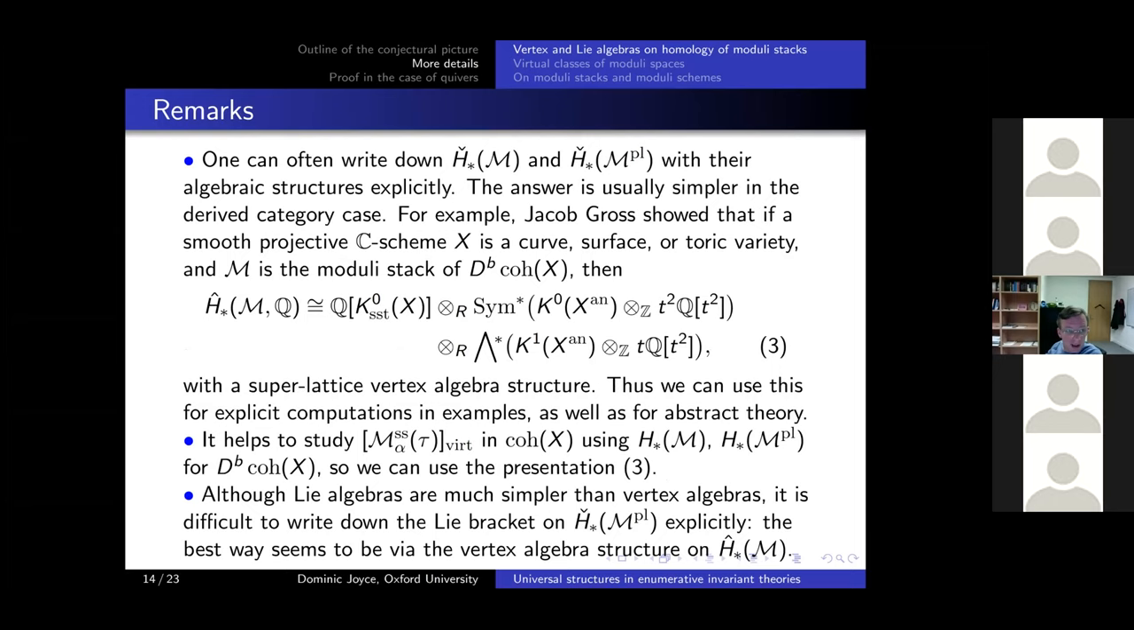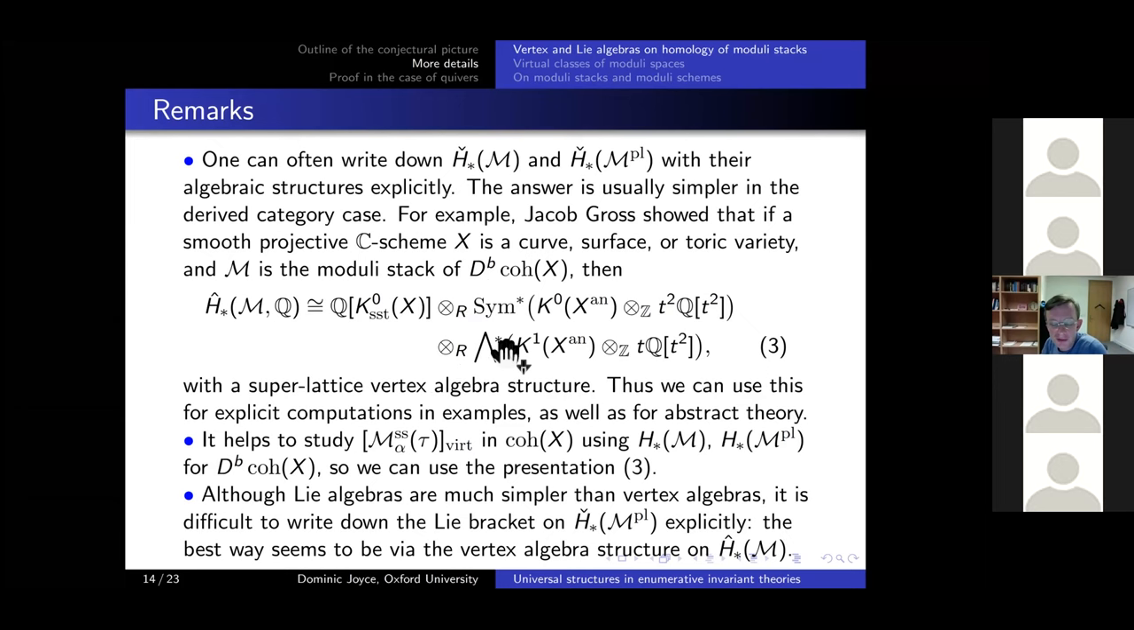Let me remark that you can often write down the homology of these moduli stacks with their algebraic structures explicitly, and the answer is usually simpler in the derived category case. For example, my student Jacob showed that if you have a smooth projective scheme X, which is a curve or a surface or a toric variety or a few other cases, and if M is the moduli stack of objects in the derived category of coherent sheaves on X, then the homology of the moduli stack can be identified with an infinite polynomial ring based on the topological K theory of X, extended by polynomials in T squared.